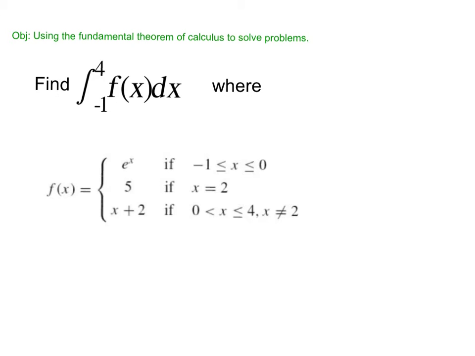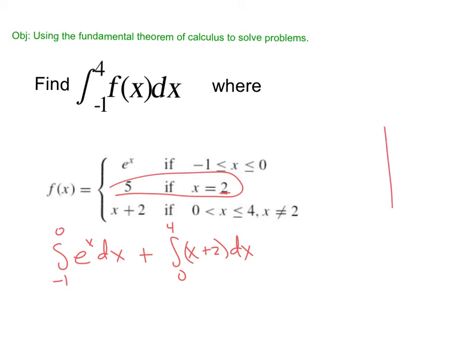Okay, now this one. A little harder. So pause, try it on your own. So we're integrating from -1 to 0 e to the x. And then 0 to 4 of x plus 2. Now, notice, what about this 2? What about that?